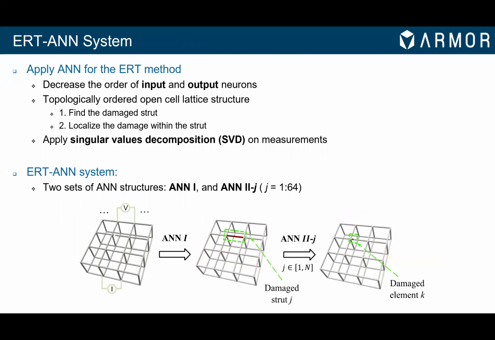So specifically, the ERT ANN system that we looked at consisted of 2 artificial neural networks, which we called ANN1 and ANN2. The first ANN, the goal of which is to localize which strut is damaged. And then upon identifying the broken strut, we can then focus in on that particular strut, run a second ANN2 in order to specifically localize the position where that breakage has occurred.